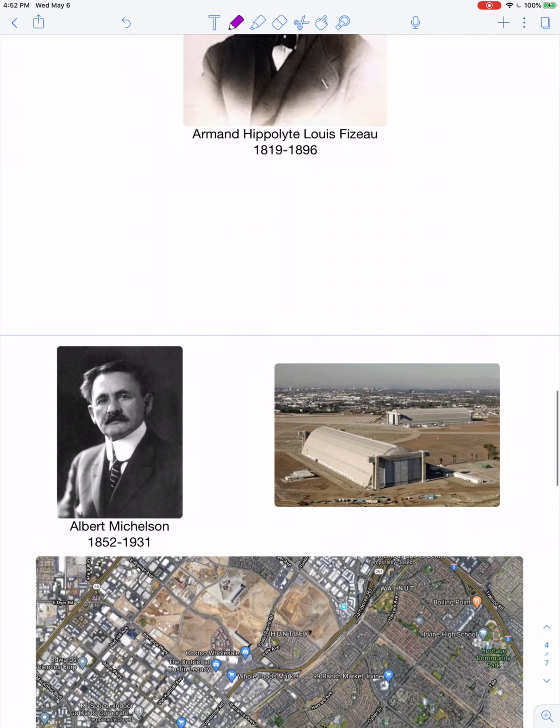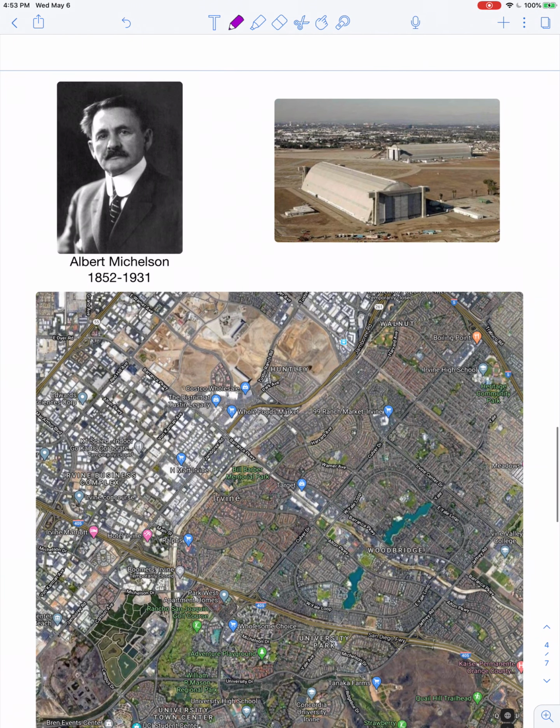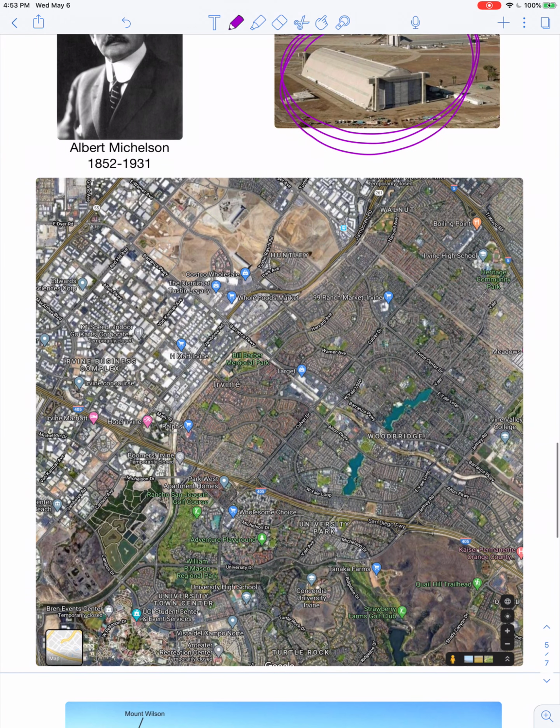So in the late 1800s, right here, not far from us, in the Irvine and Tustin area, you might recognize these iconic old blimp hangars that have been in Tustin for, oh gosh, almost a century now. If you look on this aerial map, there's one of the blimp hangars, and there's another one in the heart of Irvine.